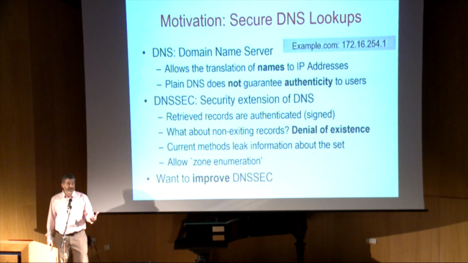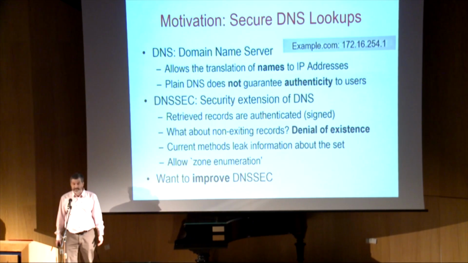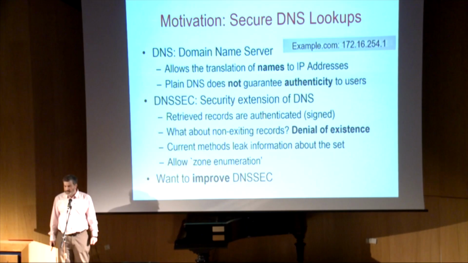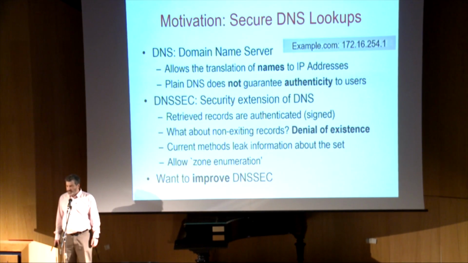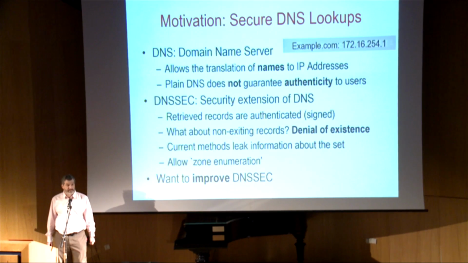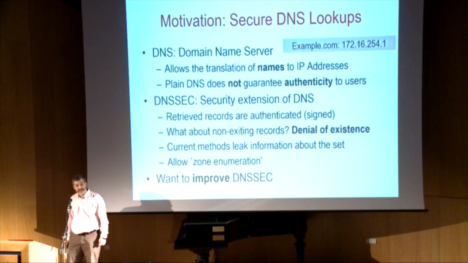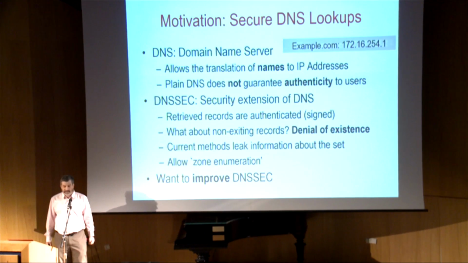And the main issue there is, what do you do with non-existing records? For things that are in the set, you can simply sign them. The primary can sign them. That's not a big deal. That's why I said the real problem we're interested in is non-membership. But what do you do with non-existing records? How do you prove that something is not in the set? All the current methods that were proposed actually leak information about the set and allow what's called zone enumeration, where you're able to list all the elements in the set as a result of asking all sorts of innocent questions.